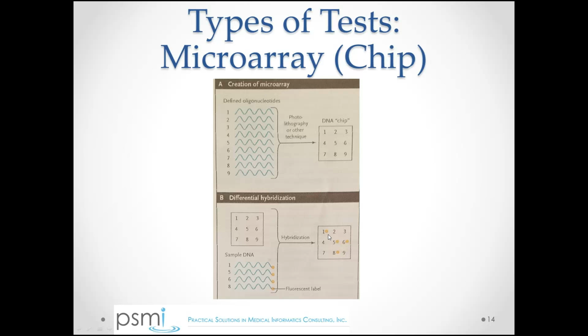The chip maker defines oligonucleotides. Those oligonucleotides are attached to known positions on the chip. The chip is then hybridized with the sample, and then we read the sample to see in which wells there was hybridization.